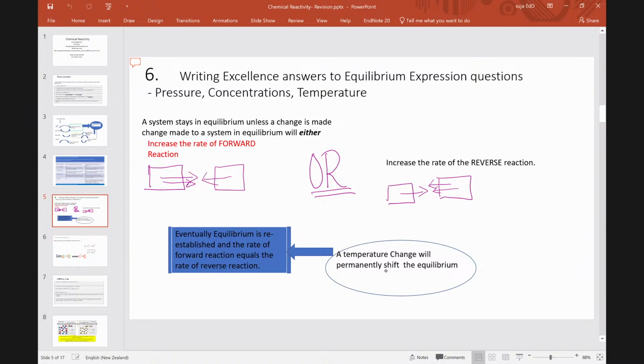But if you are changing the temperature, there is a permanent shift in the equilibrium.